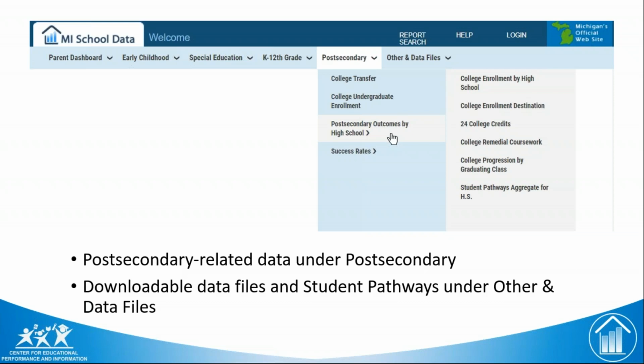Interesting. We also have the 24 college credit report. This report shows you an indicator of whether the student is going to be continuing in college or not. The thought process is that if they complete 24 college credits within a year, then that's a good indicator that they're going to be progressing through and earning a successful outcome. That report will show you that. We have the remedial coursework report, and then another one that I like is the college progression by graduating class, which I think I'll be showing you in a minute here.